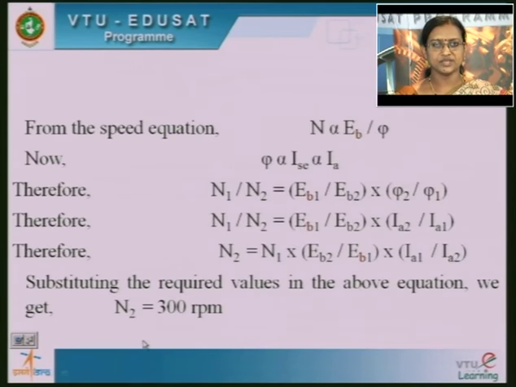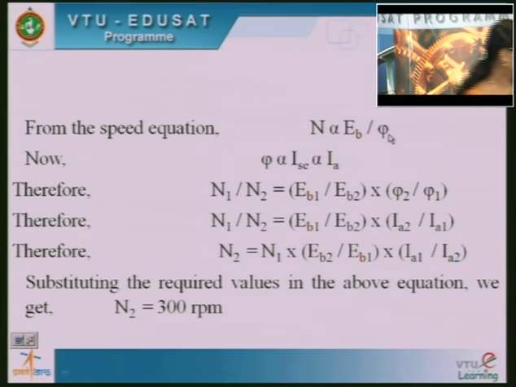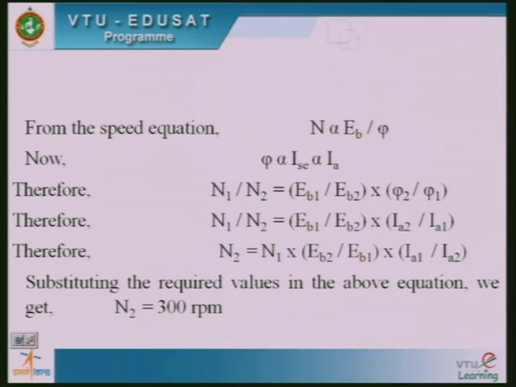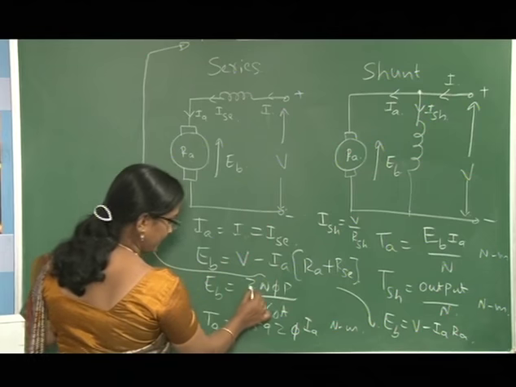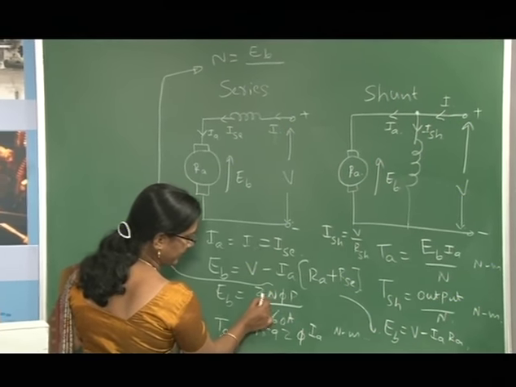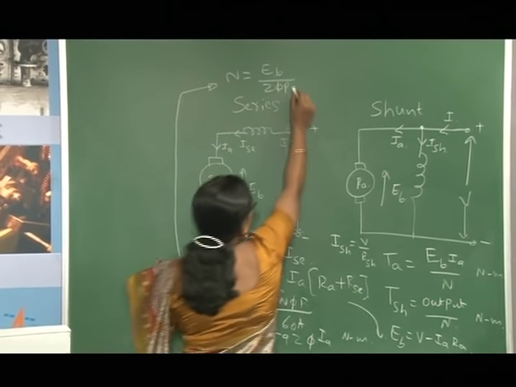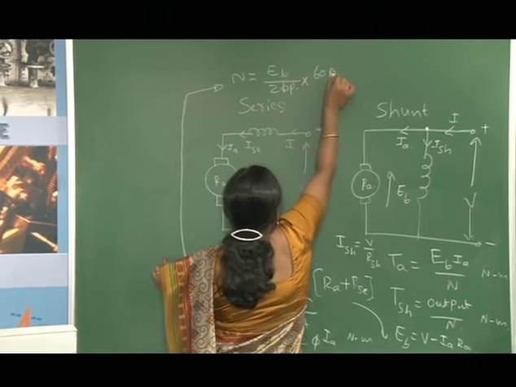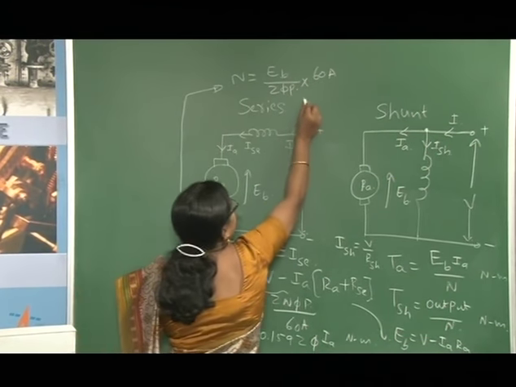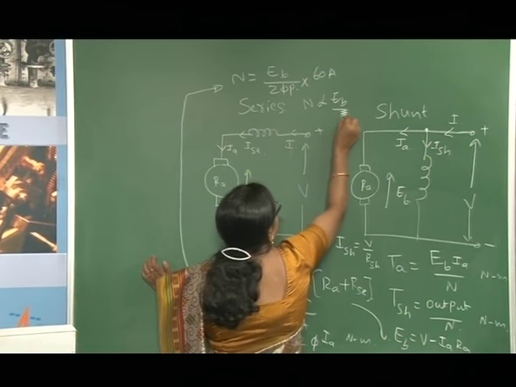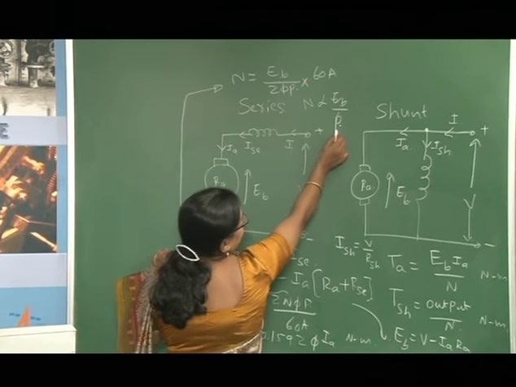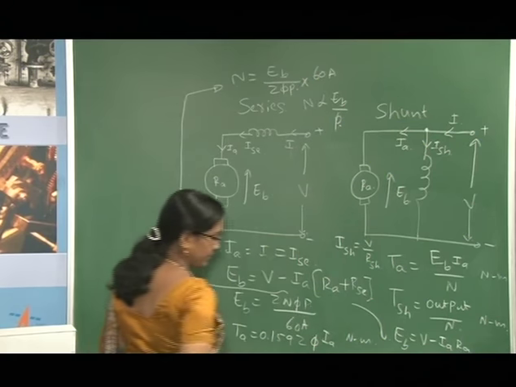Now use the relationship that N is directly proportional to EB by φ. In the equation for speed, N equals EB divided by Zφ, multiplied by 60A over P. Now you see that N is directly proportional to EB by φ. N is inversely proportional to φ and directly proportional to EB.